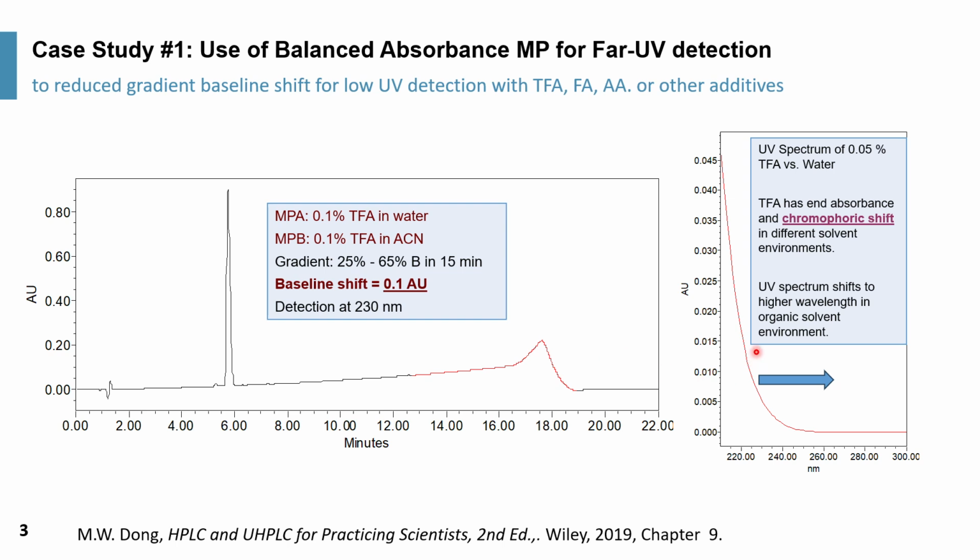Because of the chromophoric shift for the absorbance of TFA in the acetonitrile environment, which shifts towards longer wavelength, one will see a gradient shift, a rise in baseline of roughly about 0.1 absorbance unit when detected at 230 nanometers. So these are very common.